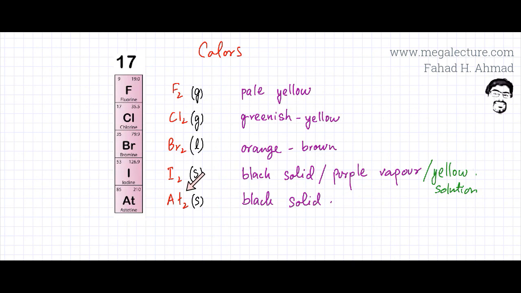Astatine, although it's not in your syllabus, shows one trend that you're going to notice: as you go down the group, the colors become darker. Following the trend, astatine is going to be a black solid. You started off with pale yellow, then greenish yellow, then it became darker, orange-brown, then black solid. As you go down the group, colors become darker and darker.